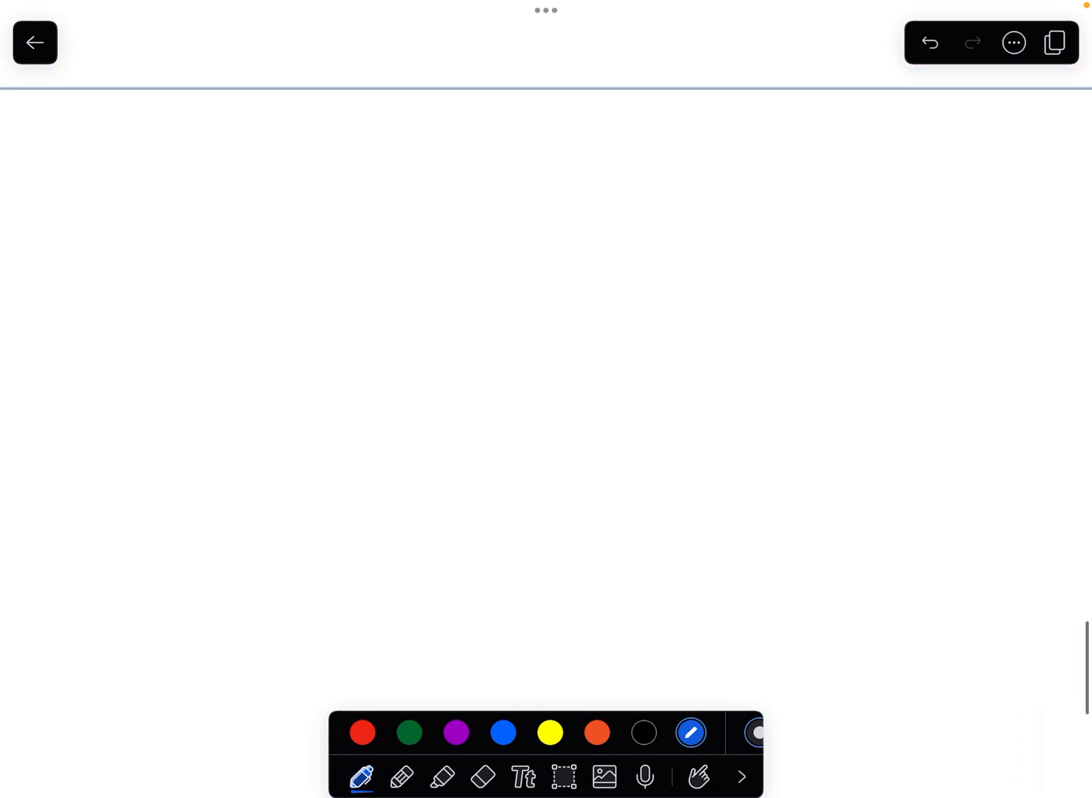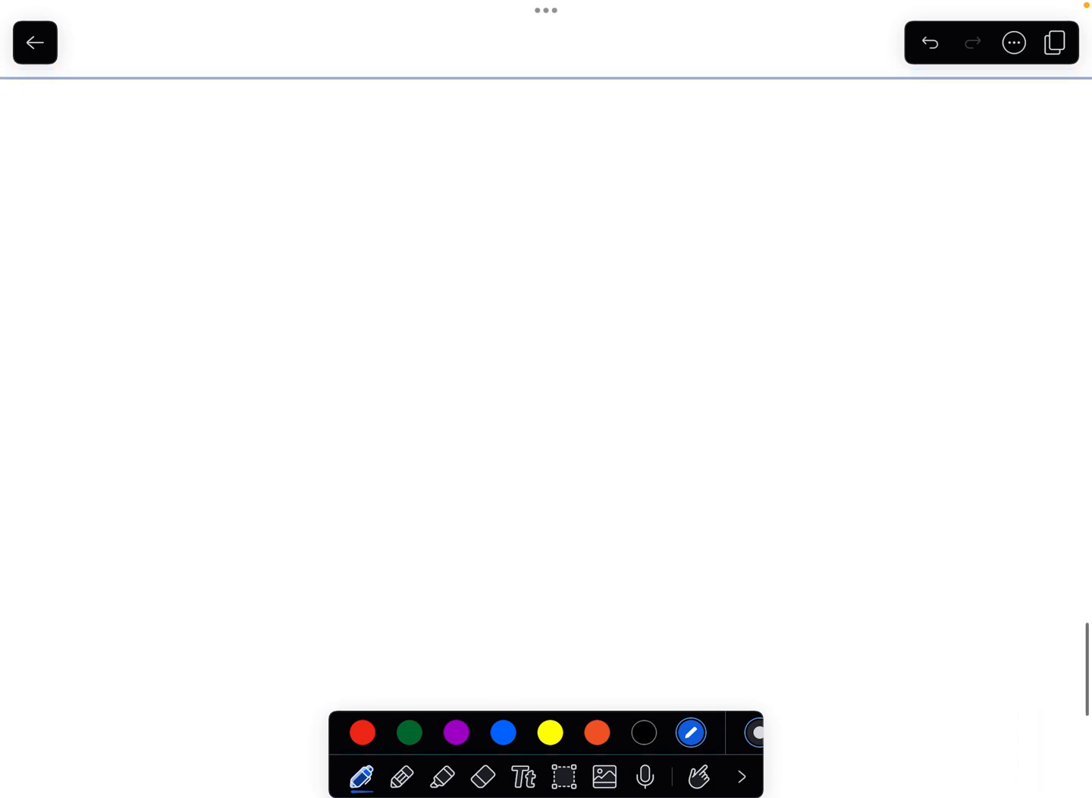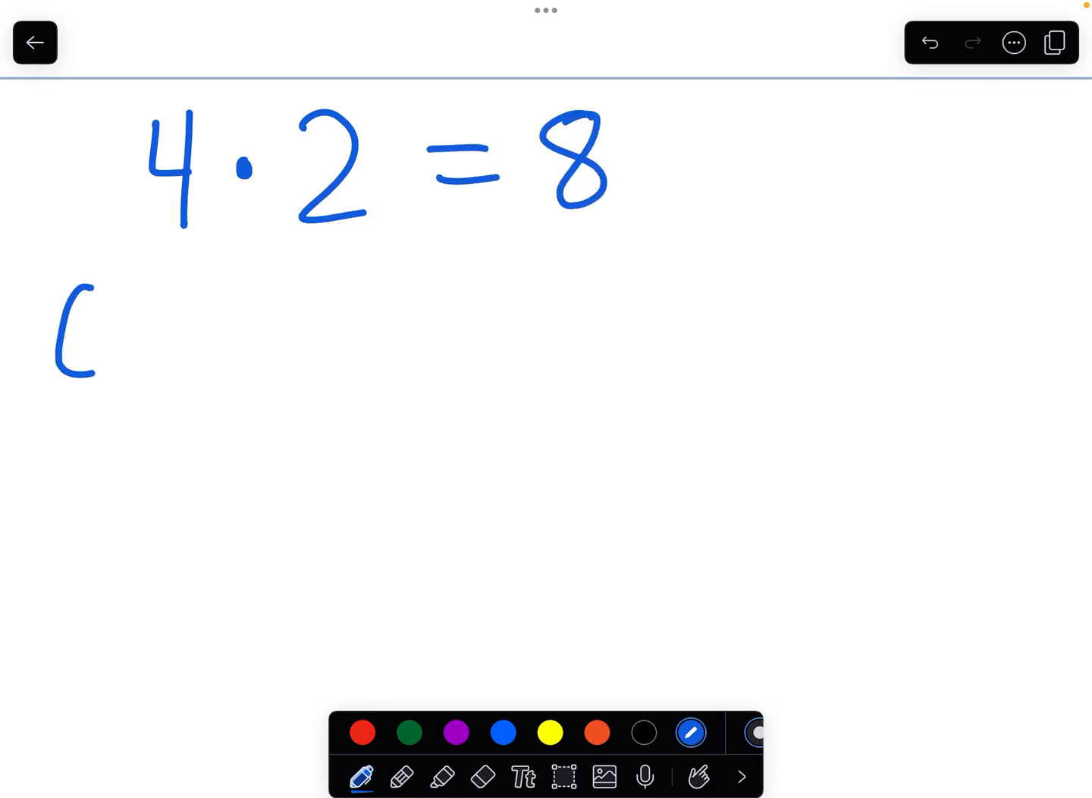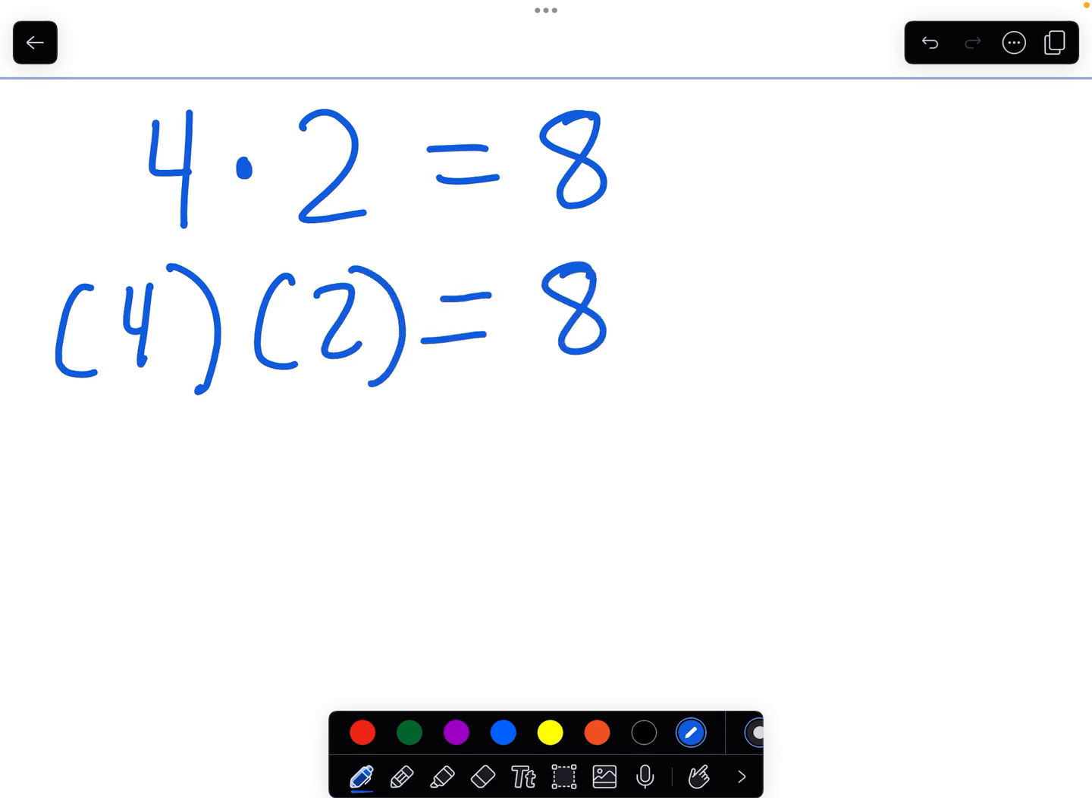You could also say 4 times 2 equals 8. You could say 4 in parentheses, 2, also equals 8. You could write it like that.